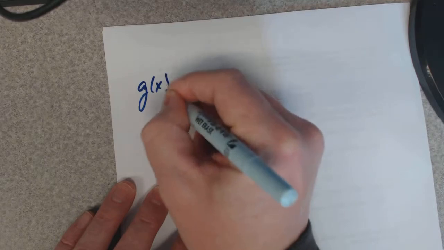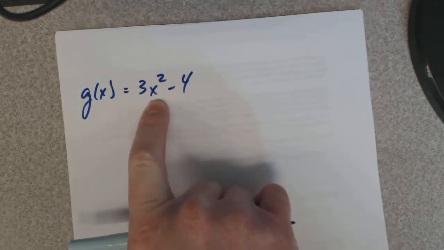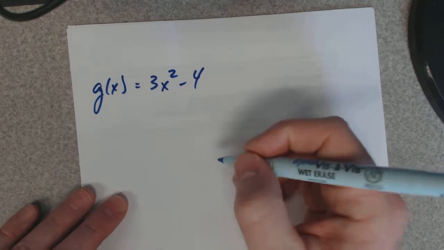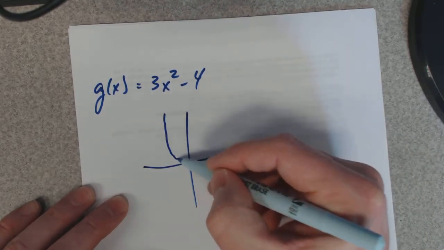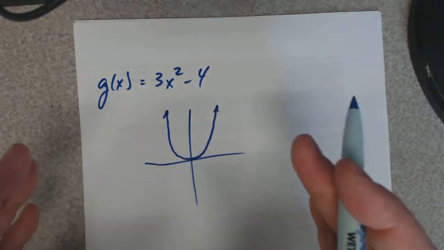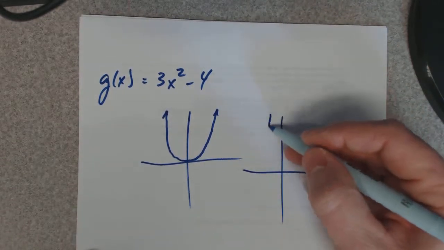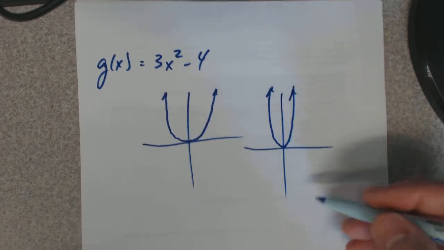What was the next one we're going to look at? g of x equals 3x squared minus 4. What would this be? Well, I see x squared, so I'm thinking if it's anything, it's even. So if I think about this for a second, x squared is this guy, and the 3 in front of it is just going to make it a lot skinnier. And then the -4 is going to move it down 4 notches.